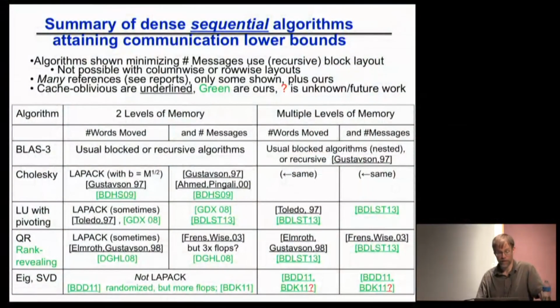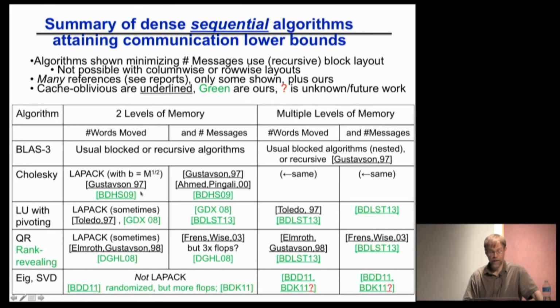And so for BLAS 3, we talked about that in detail last time. There are all these blocked and recursive algorithms, and they work either for 2 levels of memory or for multiple levels of memory. Oh, and what's the color coding? If I underline it, that means it's cache oblivious. It's just recursive. That's the simplest thing you could do. If it's green, it's something that we invented. And if there's a question mark, that means we don't know. Okay, so future work. So what about Cholesky? LAPACK actually does hit the lower bound for the number of words moved if you pick the right block size, but it does not hit the lower bound in the number of messages.